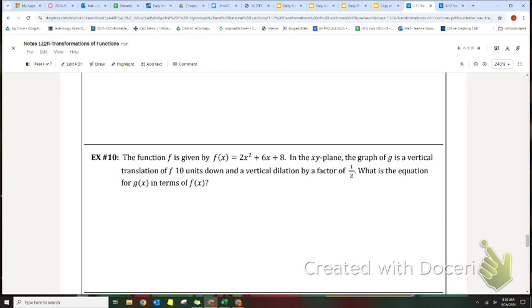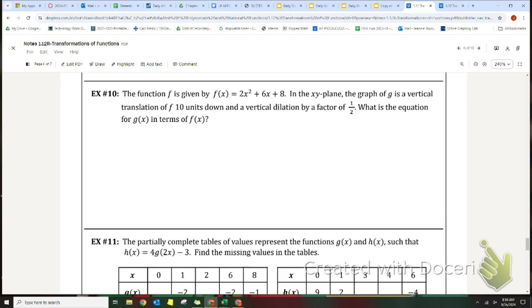All right, example 10. You got to watch the wording because they do it in a different order here, okay? So it says in the xy plane, the graph of g is a vertical translation of f 10 units down, and then a vertical dilation by a factor of 1/2. What is the equation for g of x in terms of f of x?